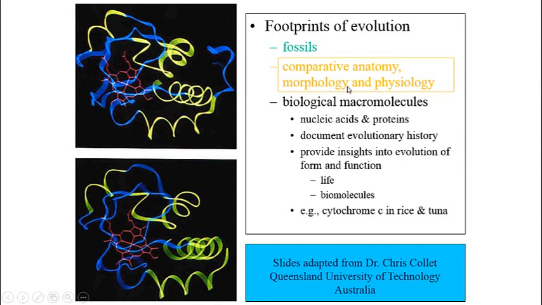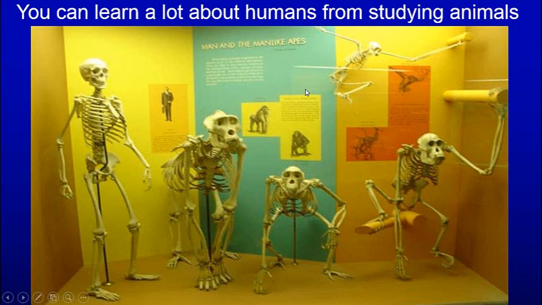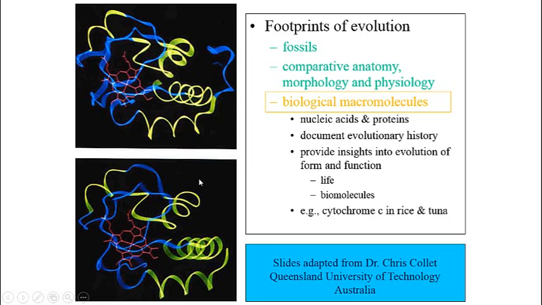So fossils is one footstep. Another one is comparative anatomy, as we talked about. It's one thing that you can do. And here we can see, you can learn a lot about humans by looking at animals. And here we can see this is man and the man-like apes. So we're actually part of an ape, right? We're more similar to apes than we are to monkeys.